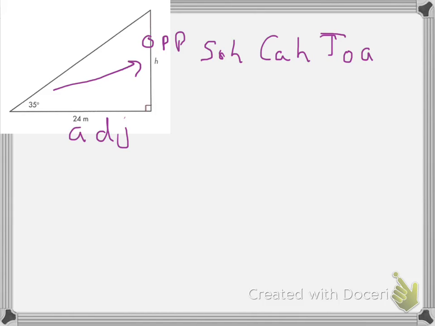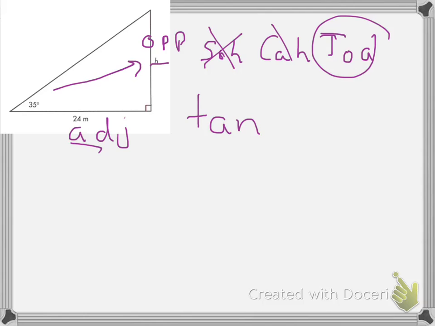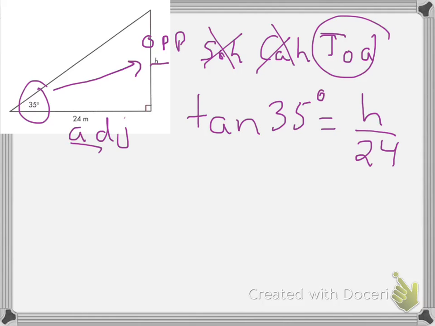Okay, which one has opposite and adjacent? It looks like this one does, so that means we're going to use the tangent. We don't need this one, we don't need this one, so we need the tangent. Tangent of what angle? 35 degrees. And we take the opposite, which is h, over the adjacent, which is 24, and we're good to go.